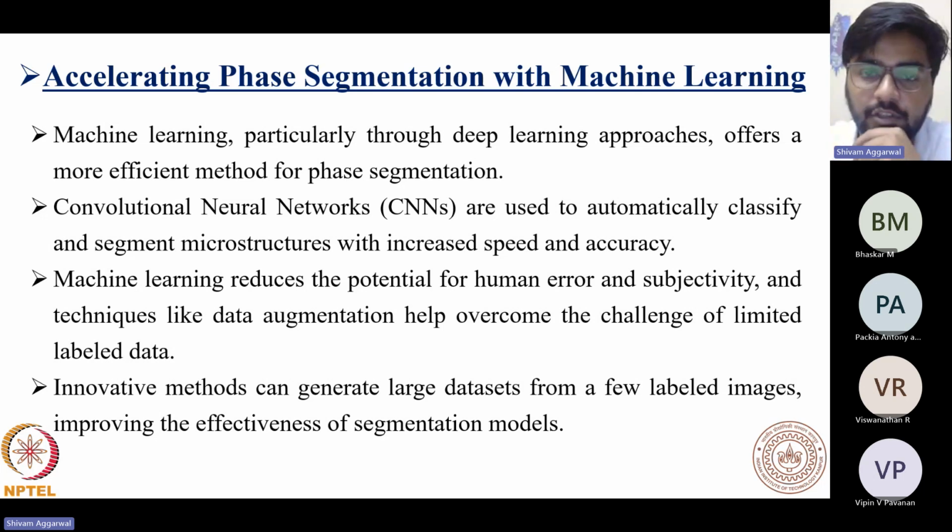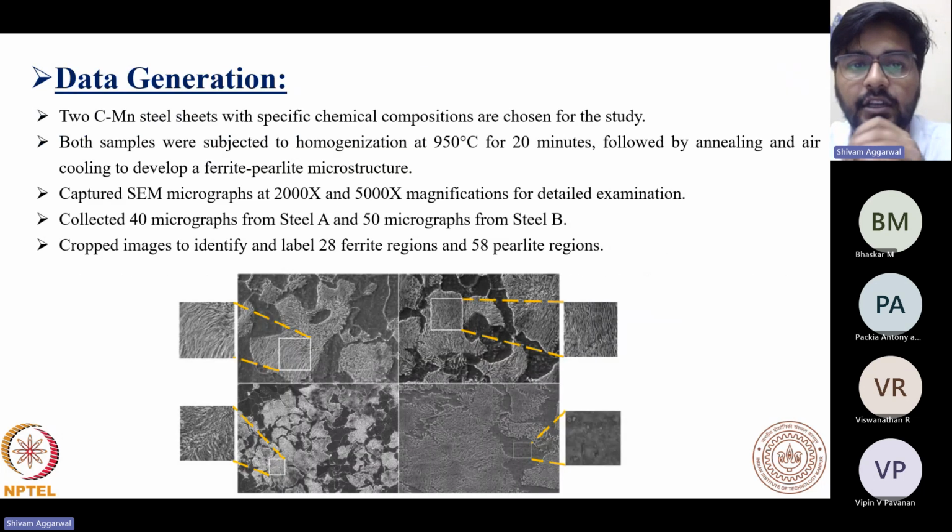So first of all, we will discuss that. How do they generate the data? Actually, they took two steel sheets with a specific chemical composition. Then they homogenized that composition at 950 degrees Celsius for 20 minutes, and they did the annealing and air cooling to develop the ferrite and pearlite microstructure in that sheet.